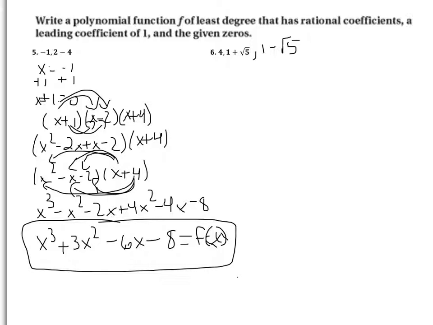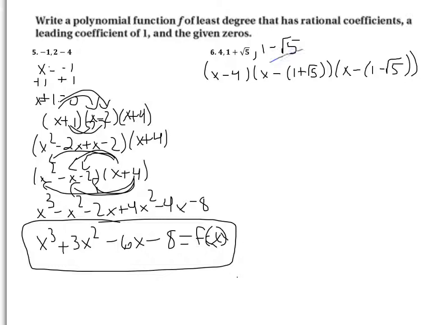Okay, so I know I have x minus 4, and then I have x minus 1 plus the square root of 5, x minus 1 minus the square root of 5. So I'm going to deal with the last two first and leave the x minus 4 there.